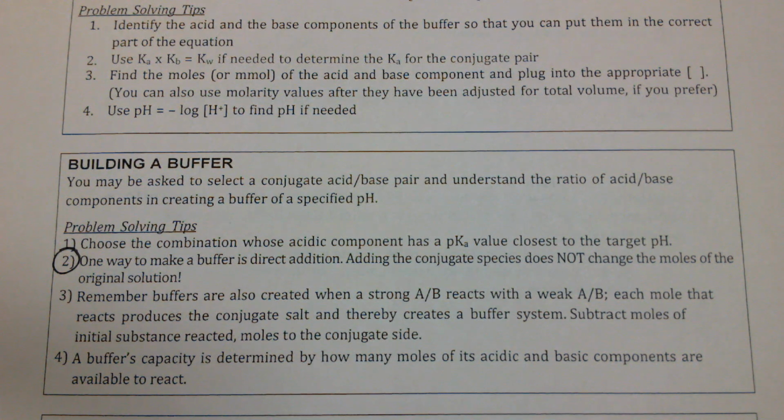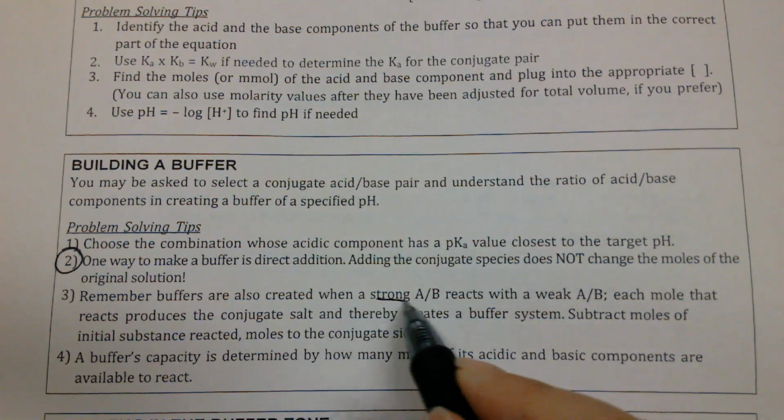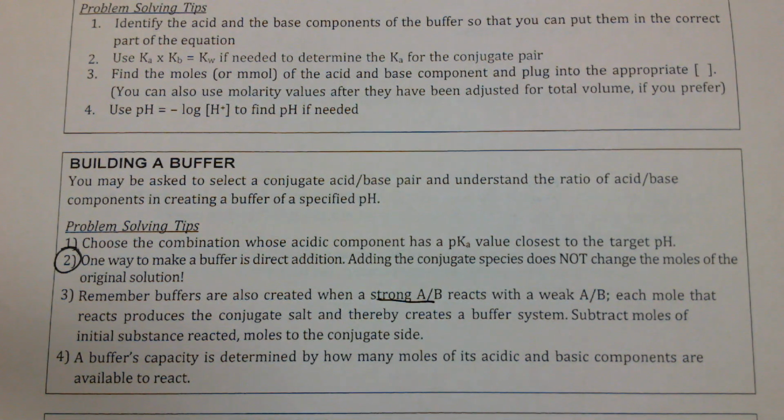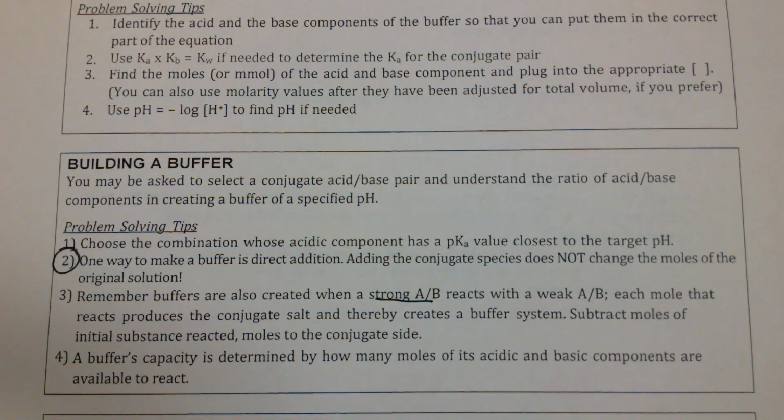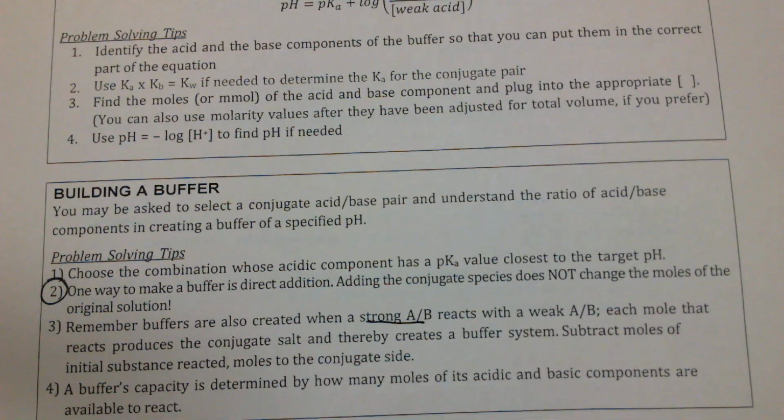The other thing that I could do is that I could react this with a strong acid or base. Say if I have a solution of acetic acid, I could react it with sodium hydroxide. And in that case, I will create that conjugate base in situ in the beaker. So two different ways of doing this: direct addition versus a chemical reaction. So let's look at these problems.